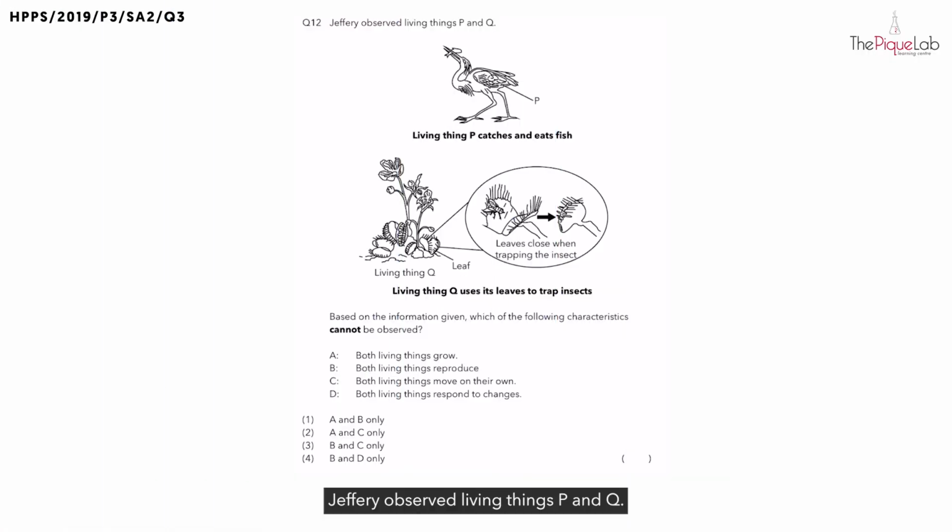Question 12. Jeffrey observed living things P and Q. Now they said based on the information given, which of the following characteristics cannot be observed? Now if we want to find out which characteristics cannot be observed, should we look out for the ticks or the crosses? We should look out for the statements that we cross out. Now before we take a look at the statements, let's try and identify what characteristics of living things can be shown from P and Q.